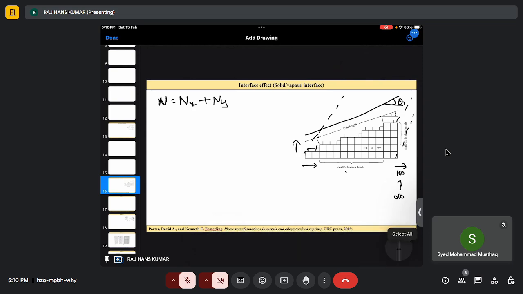So nx will be equal to, now again, if this is my unit length, and this is my theta, then what is this distance? This distance will be equal to x. What is my x? That's right. Cos theta equals adjacent side by hypotenuse. So x equals cos theta, right? So the number of bonds broken along x. So that is our question.